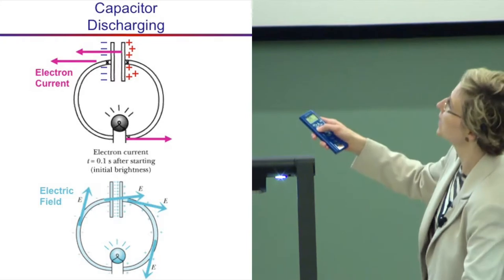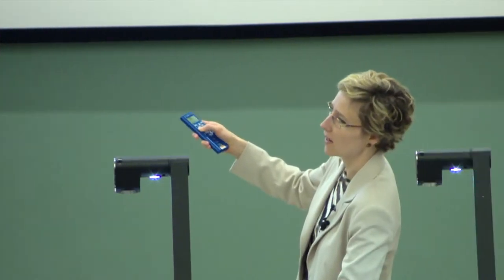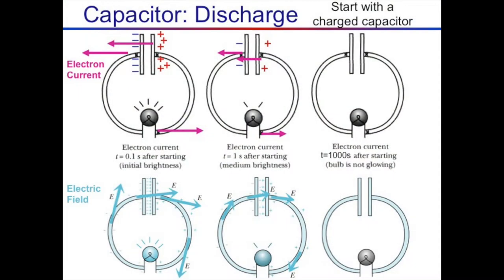So the electron current here is just basically piling up and piling up until eventually we get less and less net charge here, and then there's no more charge left eventually, and then everything stops. So this is the situation that we just saw.